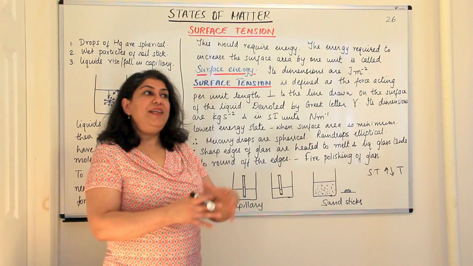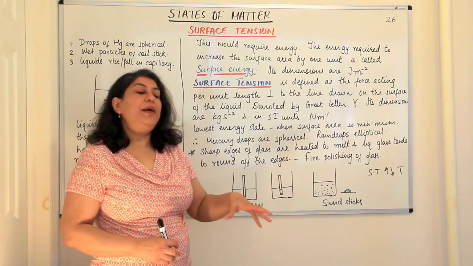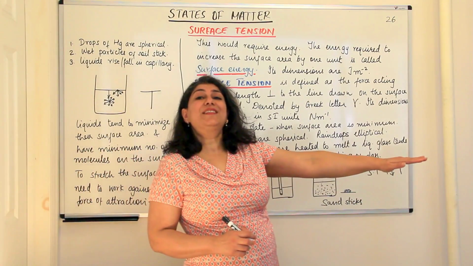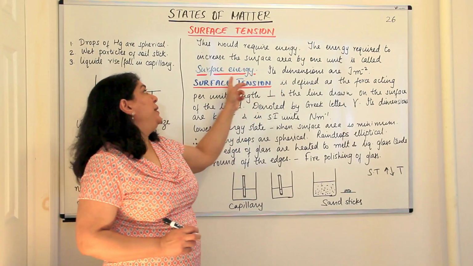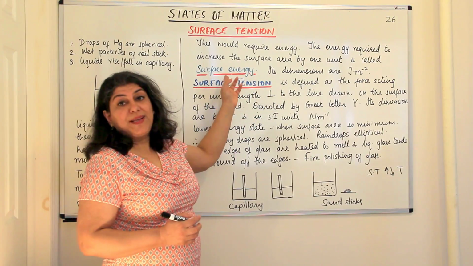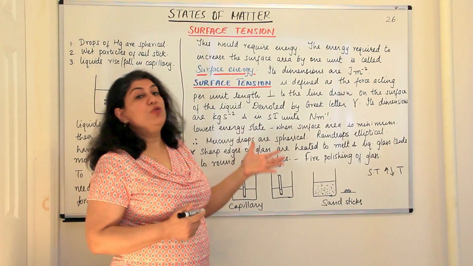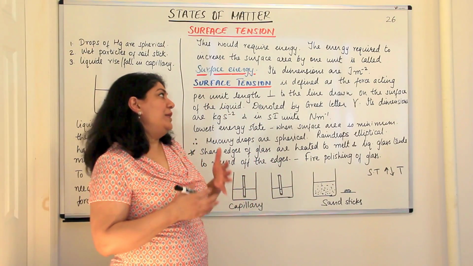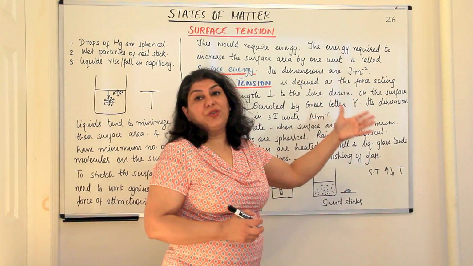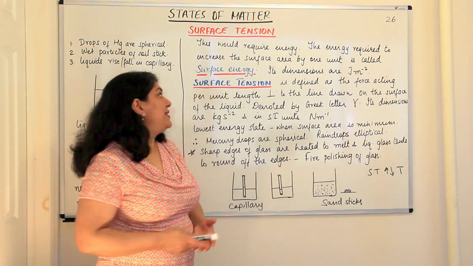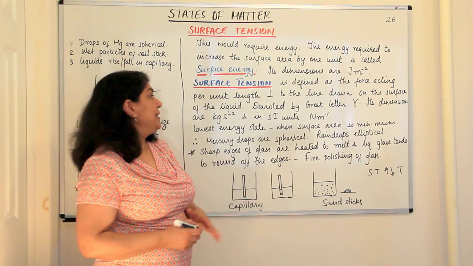If we want to increase the surface area by 1 meter square, then the number of joules required to increase the surface area of the liquid by 1 meter square is known as the surface energy, and the energy required would be in joules. The number of joules required to increase the surface area of the liquid by 1 meter square, that would be its surface energy. So let us see what is surface tension once again.